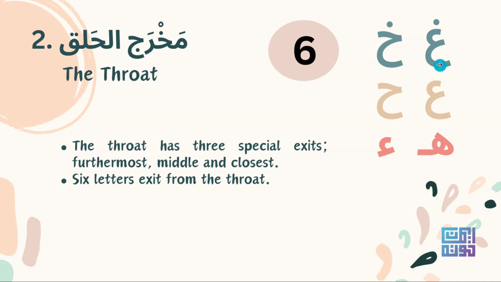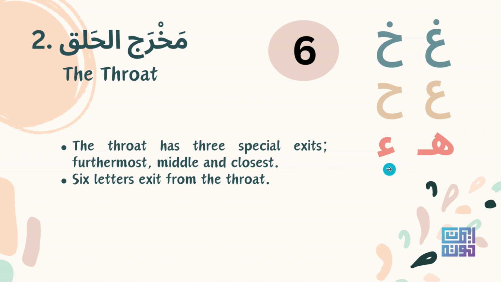And then we have the Ghain and Kha. Those two letters are pronounced from the closest part of the throat, closest to the lips. Let's pronounce them when they are sukoon. Akh, Akh. Okay? So we have 6 letters that are pronounced from the throat. They are Ha Hamza, Ainun Ha, Ghainun Kha. 6 letters that are pronounced from the throat.